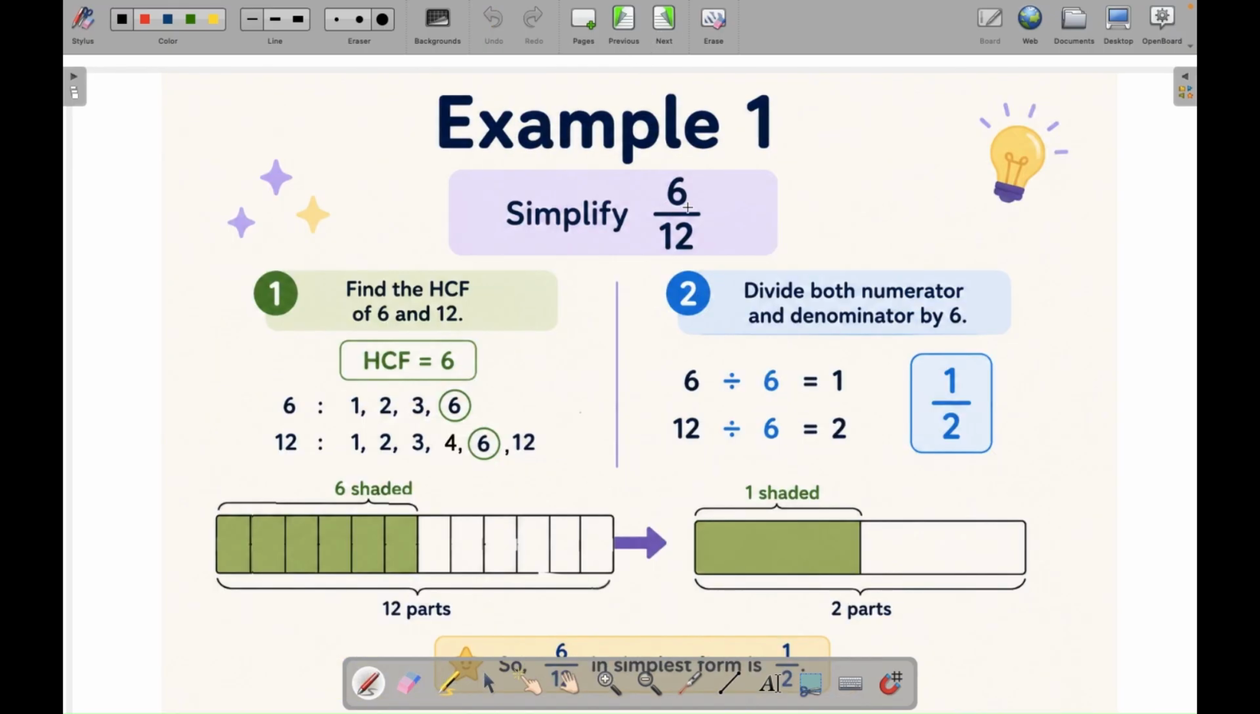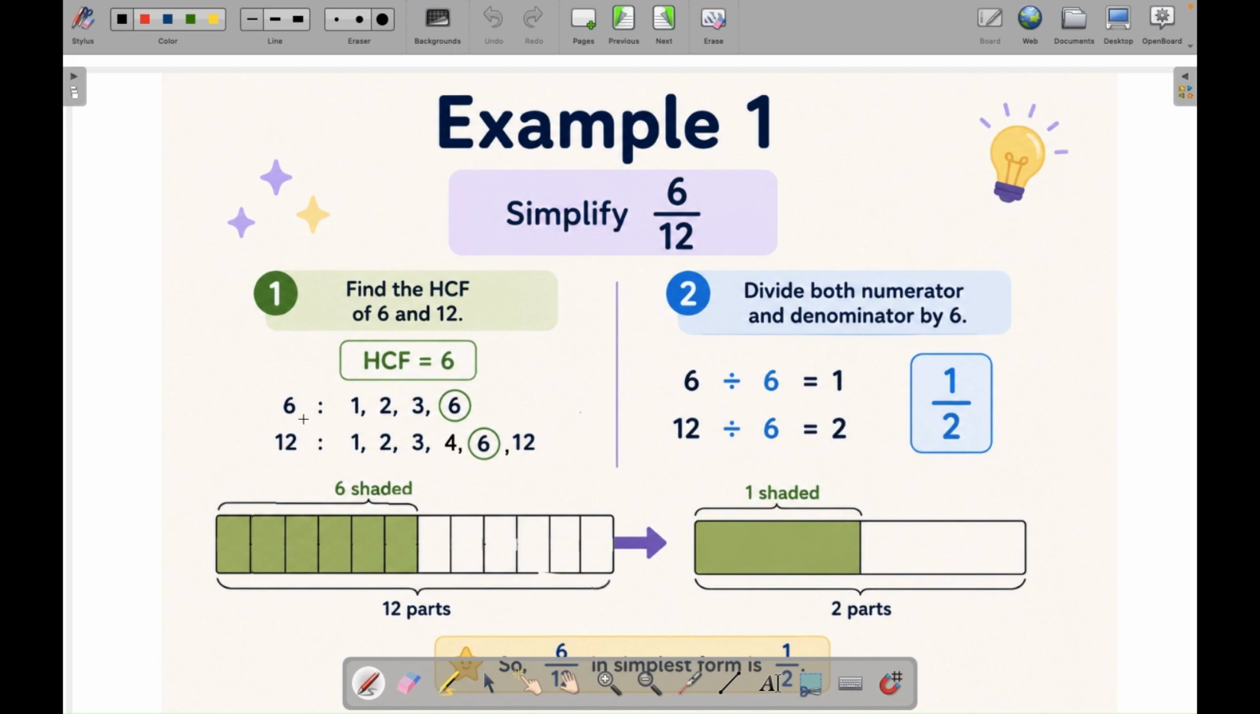Okay, so again, taking this example, 6 upon 12. First thing we notice is that they have something in common. So we first find out what is common between these two numbers. To find that, we calculate the HCF. Here we are using the listing method.